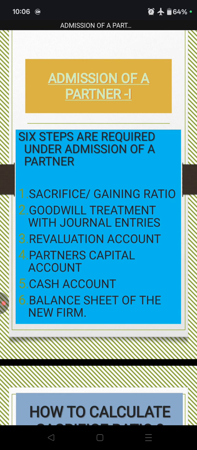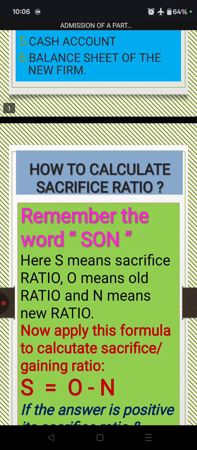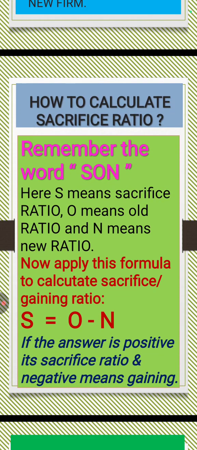Today we will learn about admission of a partner, chapter number 4 in accountancy class 12th. Remember these 6 steps under the admission of a partner: sacrifice ratio, treatment of goodwill, revaluation account, partner's capital account, cash account if required, and balance sheet of the new firm. The very first topic is sacrifice ratio.